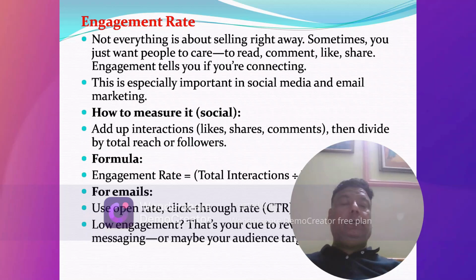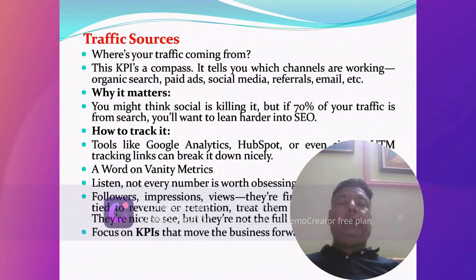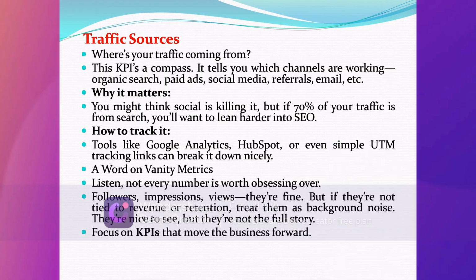Next is traffic sources. Where is your traffic coming from? These KPIs are a compass. They tell you which channels are working: organic search, paid ads, social media, referral, email. Why does it matter? Because it might turn out that 70% of your traffic is from search.